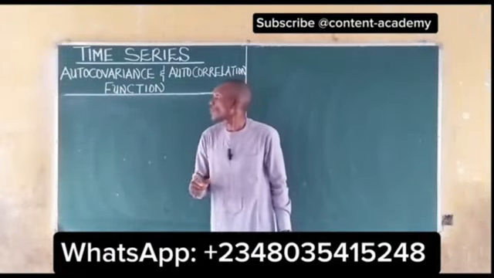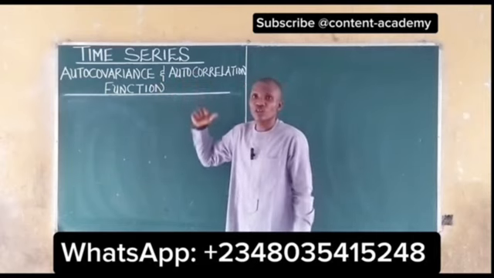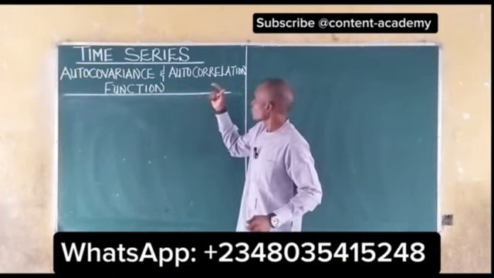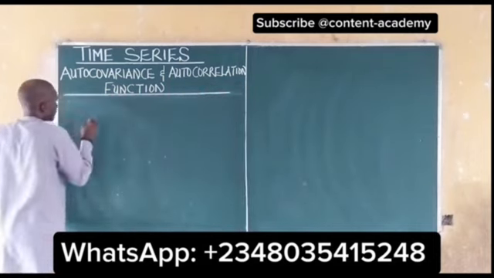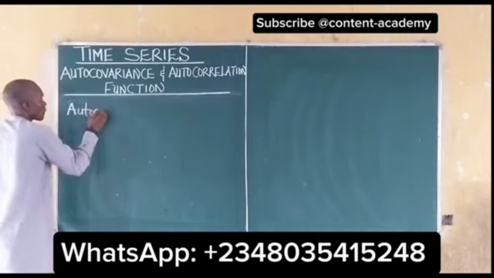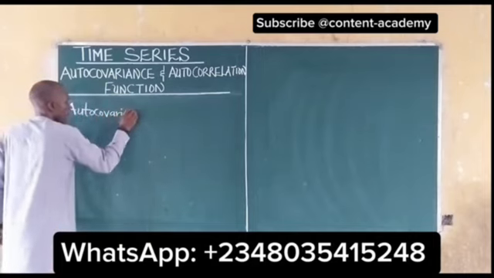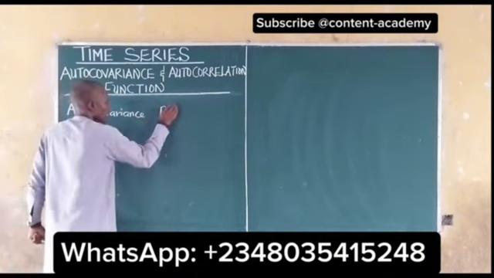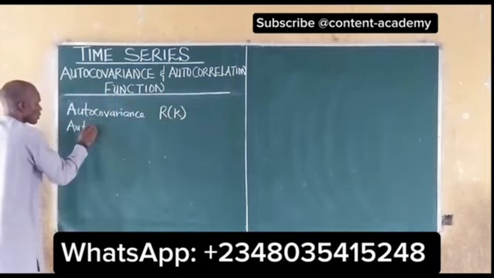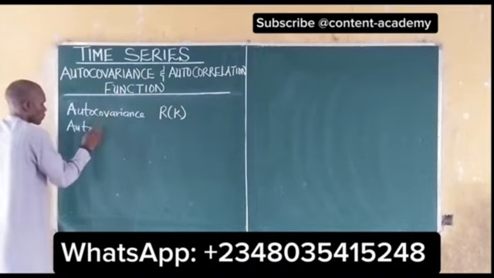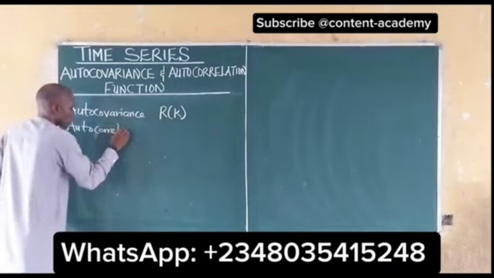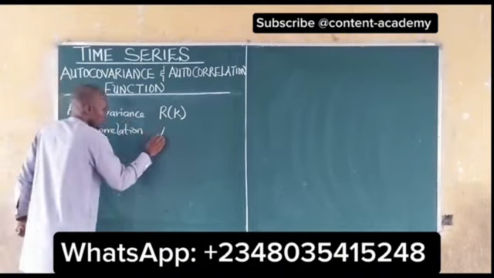In this video, we shall discuss the autocovariance and autocorrelation function of a time series. Now, the autocovariance can be denoted as R_k, while the autocorrelation can be denoted as ρ_k.